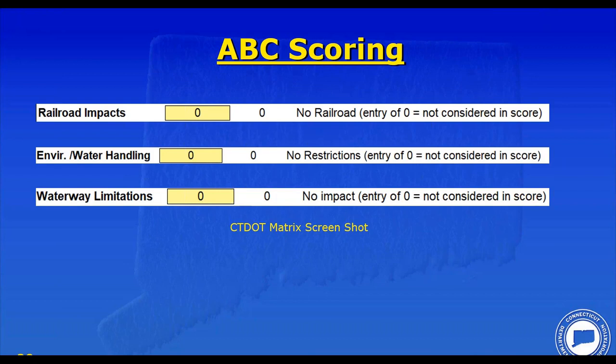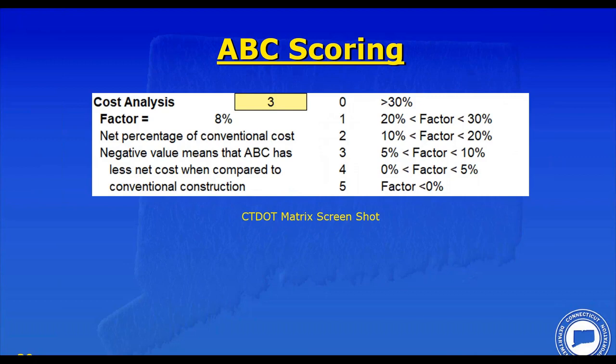So what's going to come out of this? What's the matrix going to tell us? I'm going to recap again. We have a project where the user impacts for ABC and conventional construction are pretty much a wash. But remember, the cost of ABC was probably going to be higher on this bridge than conventional construction. So for the cost analysis, 8% was the increase for ABC. So that gives you a value of 3 for the cost analysis.